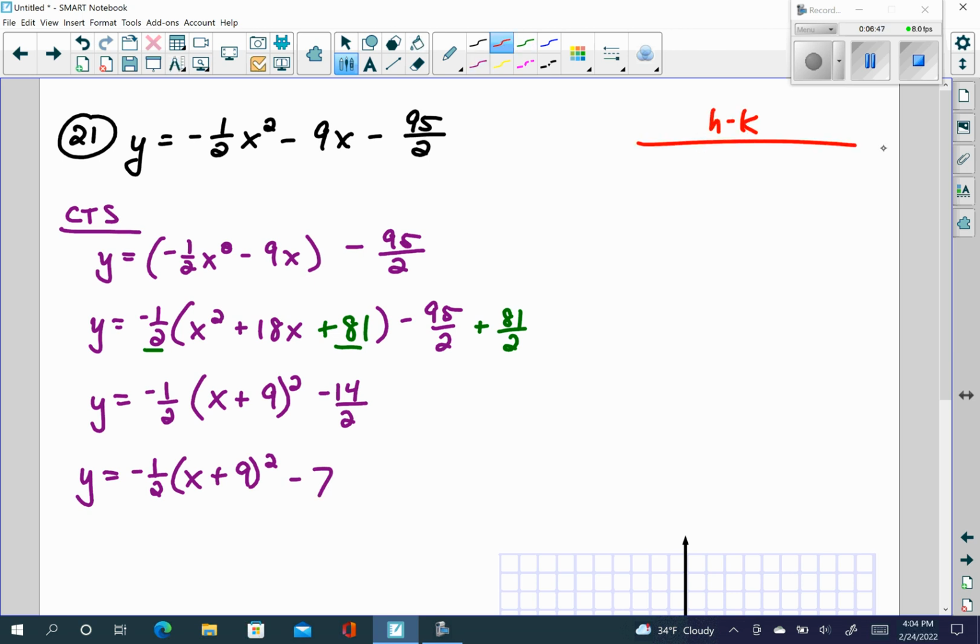Going through h, k, h is going to equal the opposite of b over 2a. What is b? Negative 9. What is a? Negative 1/2. So this becomes the opposite of b, which is a positive 9, over 2 times negative 1/2. So this is 9 over negative 1, so that's negative 9.